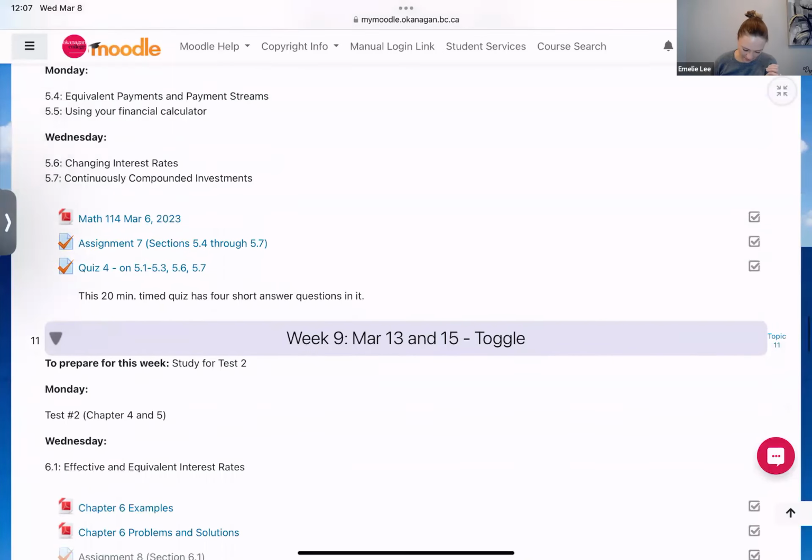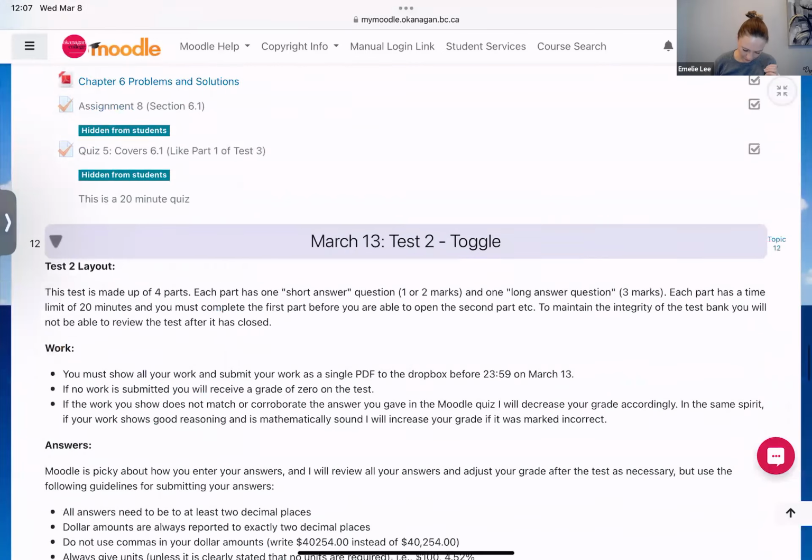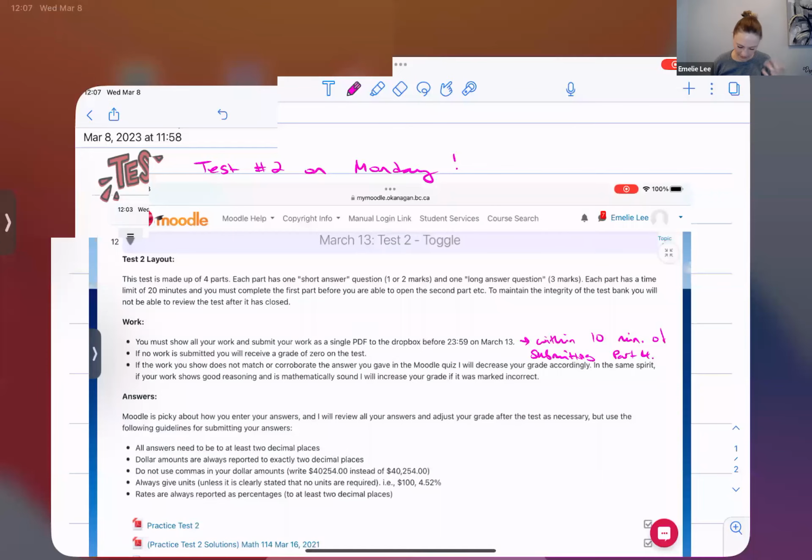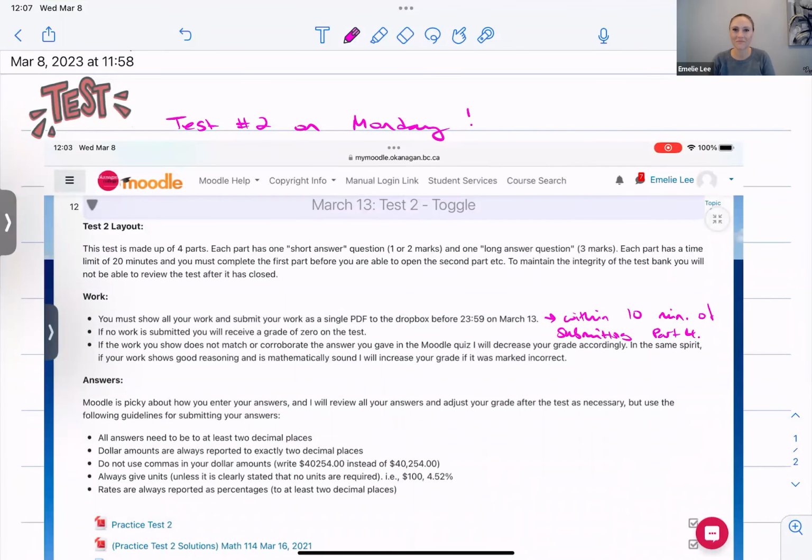That's what I was talking about. So the practice test, like I've said, is not for marks. It's just for practice. You don't have to do it, but it might help, especially to understand the flow of the test. Okay. Well, did you have another question for me?